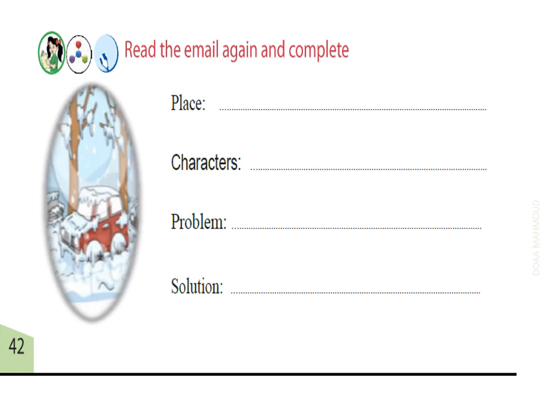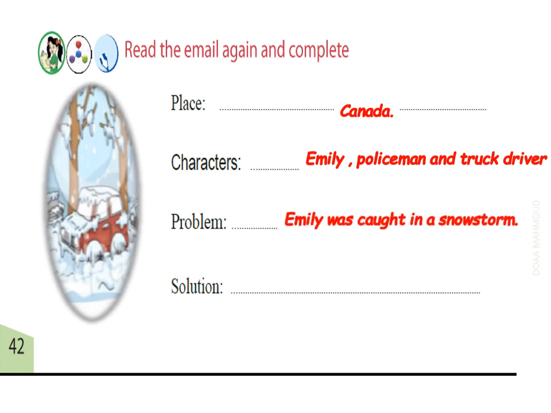After we read the mail, let's complete these spaces. Here, the place of the story is Canada. The characters we have are Emily, the policeman, and the truck driver. Problem: Emily was caught in a snowstorm. Solution: a truck cleared the snow from the road.